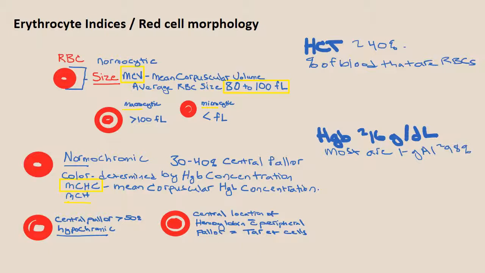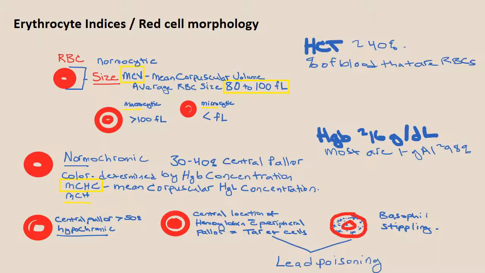I do have, however, what's called a target cell. That's where the hemoglobin is accumulating in the center of the cell, or sometimes you see what's called basophilic stippling, and that's seen with lead poisoning. So if you hear target cell and basophilic stippling, think lead poisoning.